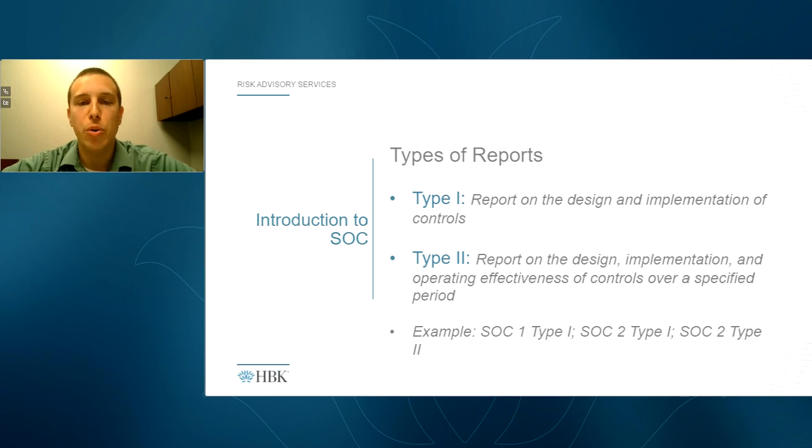Meanwhile, a type 2 does the same thing for a period of time. So in this case, if we were using today as an example, it could be from September 1st of 2023 through 8/30 of 2024 would be the period of coverage. But then it goes a step further and tests the operating effectiveness of those designed and implemented controls.